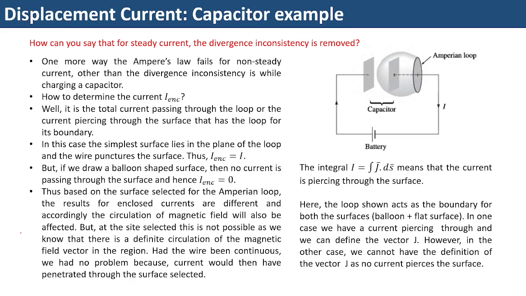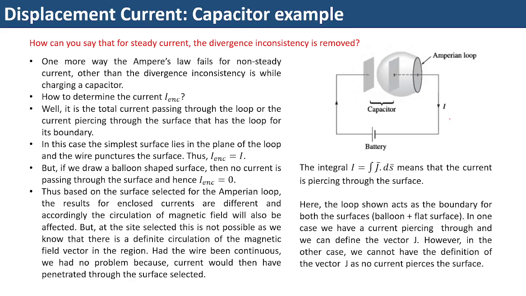What about the physical example? Do we have an example of physical existence where we can prove that yes, Ampere-Circuital law has some kind of an inconsistency? The answer is yes. So let us consider the capacitor example. Simple, there is a capacitor and there is a battery. When the battery is connected across the capacitor, it will charge.